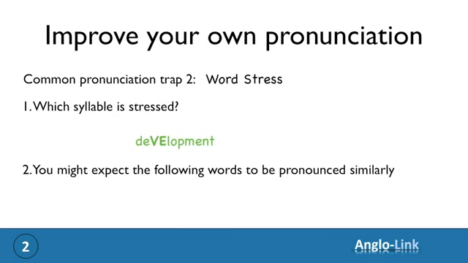Let's look at the second example. Let's look at these two words. They seem very similar in their spelling, so you would expect them to have the same rhythm, the same music, the same word stress. However, in the first one, it's the second syllable that's stressed, and in the second one, it's the first syllable, and that changes the pronunciation completely. The first word is propose, and the second word is purpose.